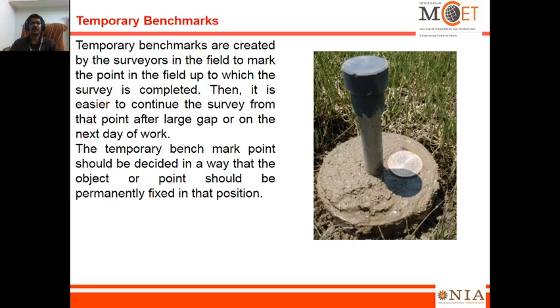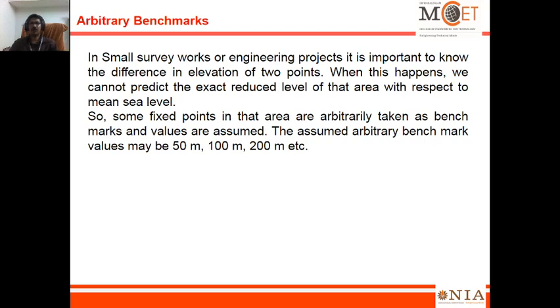So this is the temporary benchmark. After that it may be demolished, right? Next is the arbitrary benchmark.